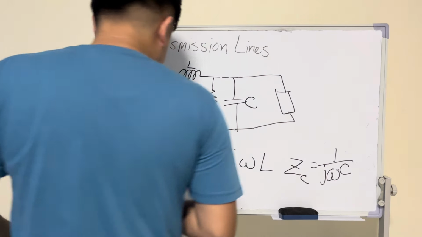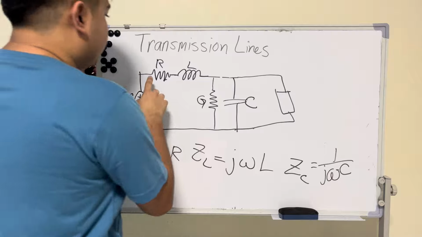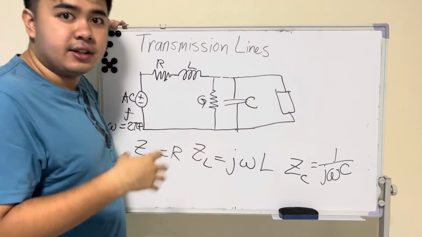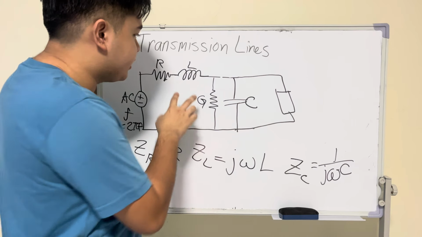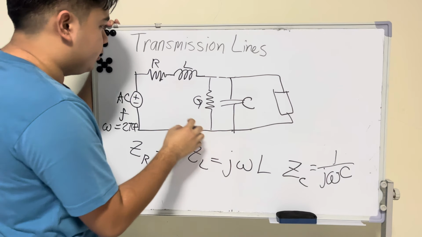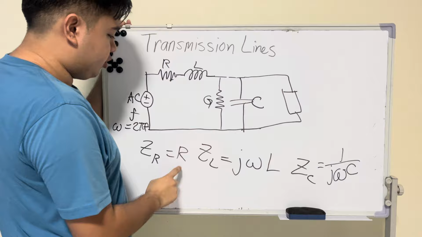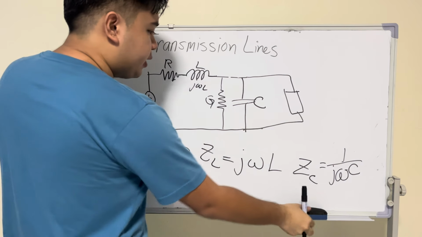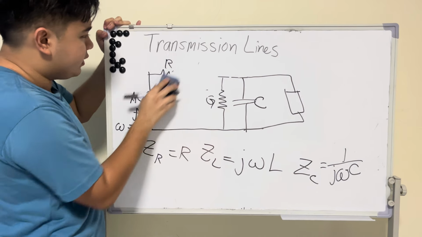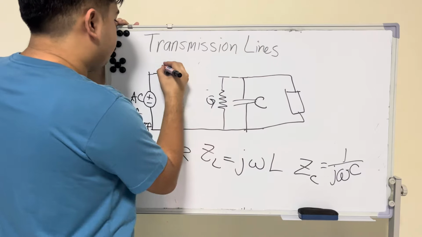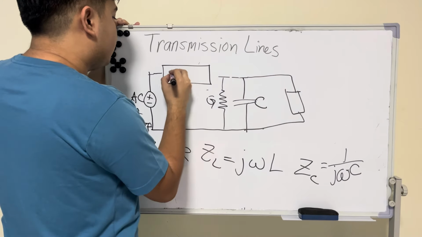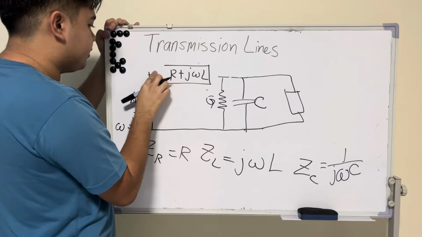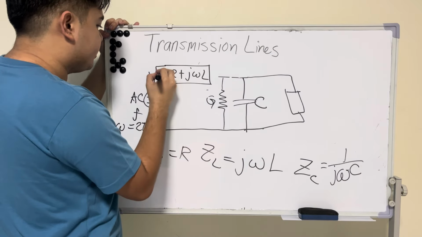So for this one, we have an R and we have an L, but we need the impedances of them, and then just like resistance, we can add impedances in series together. The impedance of this is going to be R, the impedance of this is going to be j omega L. And we can replace them together. We have R plus j omega L. This is impedance. We have to label that as impedance.